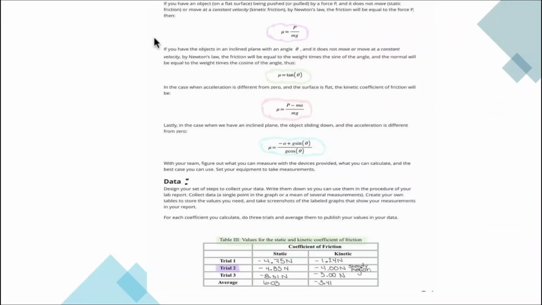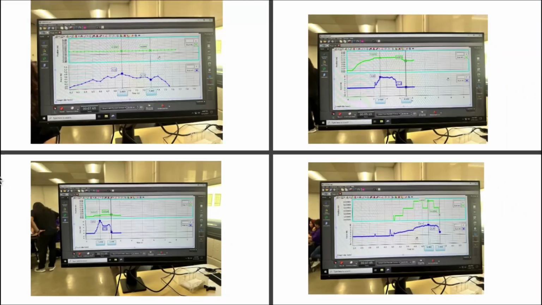As you can see here, I grabbed information from the lab activity, so I could have everything here. The formulas that we were using, pretty much just reviewing that information. And these, for trial number 2, are the values of the static and kinetic coefficient of friction. As you can see in these images, these are the 4 different trials that we did.